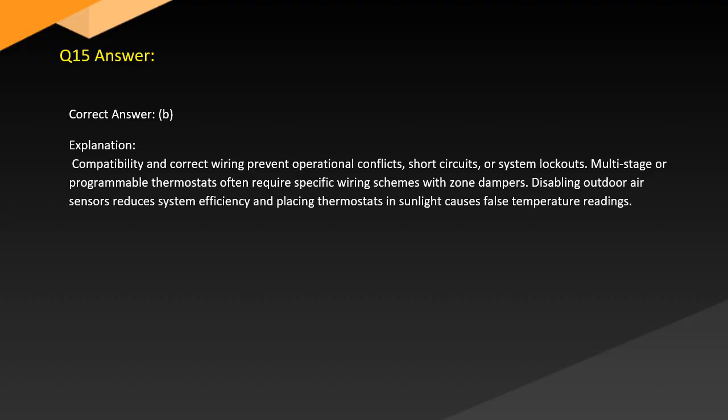Answer. Correct answer, B. Explanation. Compatibility and correct wiring prevent operational conflicts, short circuits, or system lockouts. Multi-stage or programmable thermostats often require specific wiring schemes with zone dampers. Disabling outdoor air sensors reduces system efficiency, and placing thermostats in sunlight causes false temperature readings.